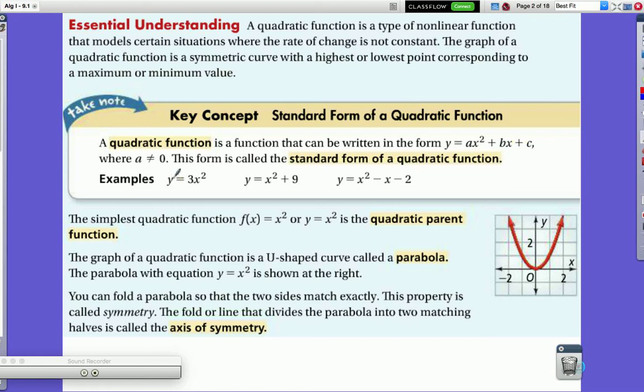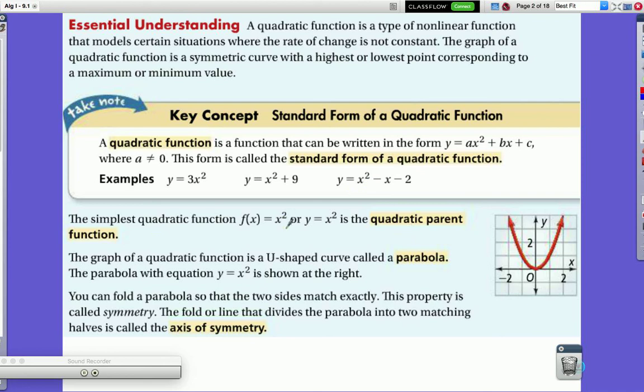Here are examples of a quadratic equation. Remember, a quadratic equation has the biggest exponent of 2, so it's to the second power. Remember, we always want to write our problem in standard form. This is going to be very important in this chapter, so if it's not in standard form, we need to reorder it. When we get to our graphs, we're going to talk about a quadratic parent function.